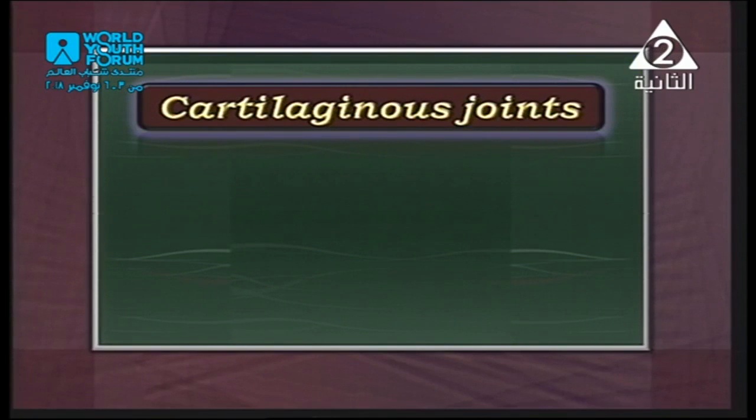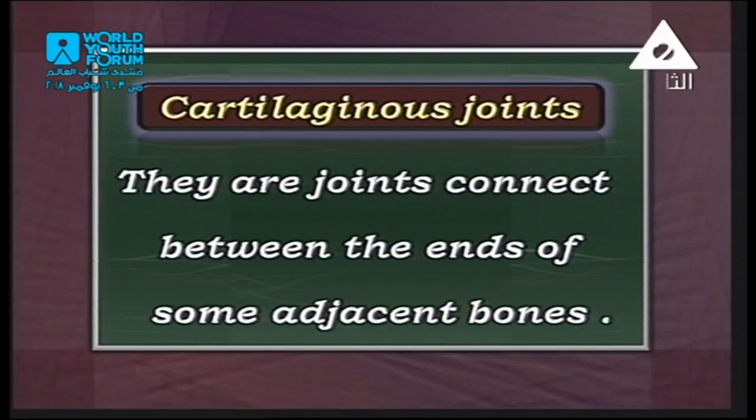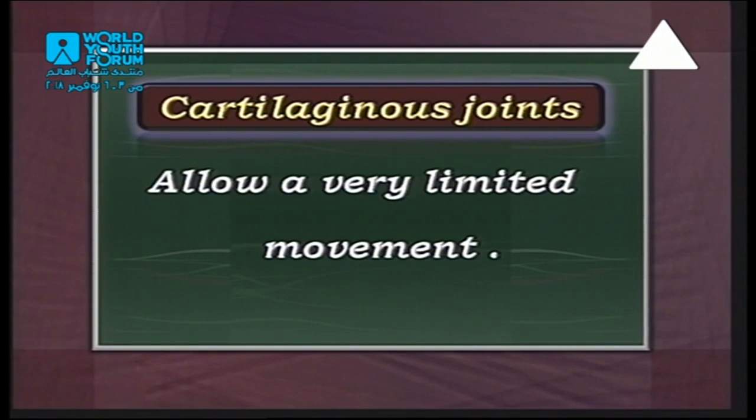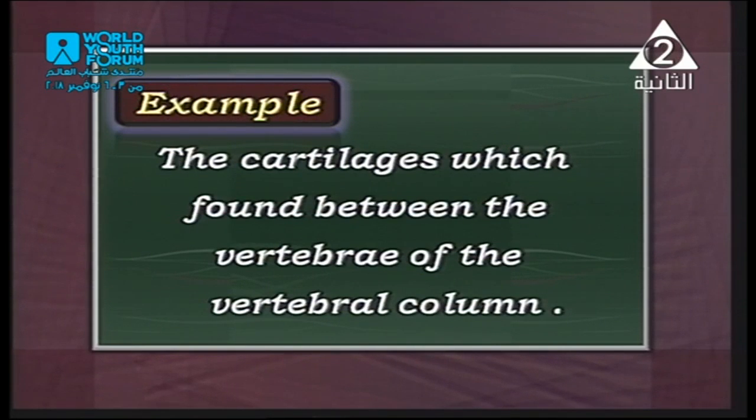What about the cartilaginous joint? The second type is the cartilaginous joint. These are joints that connect between the ends of adjacent bones. Adjacent means they are near or very close to each other. They allow very limited movement. Who can think of an example inside your body that allows limited movement? We said it right now: the cartilages found between the vertebrae of the vertebral column.